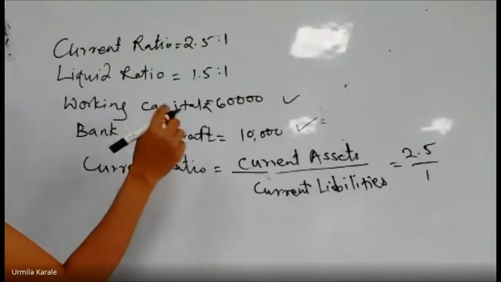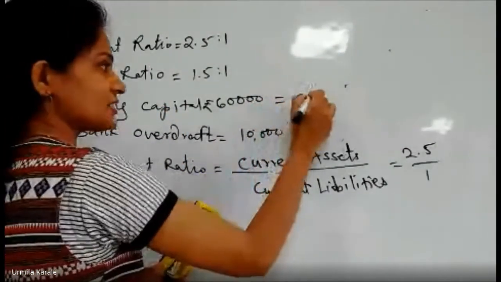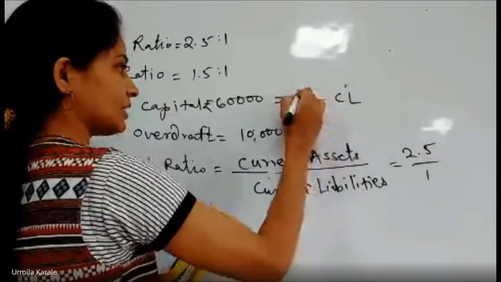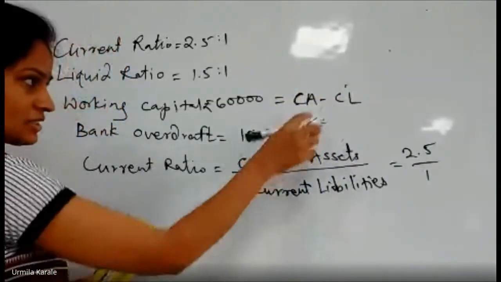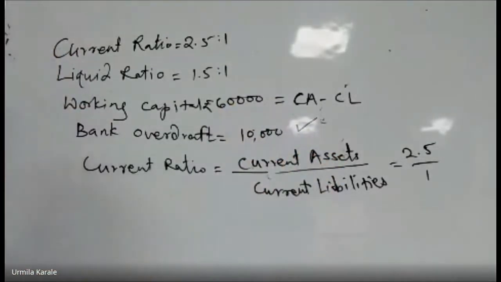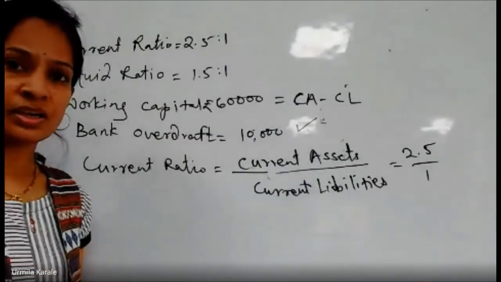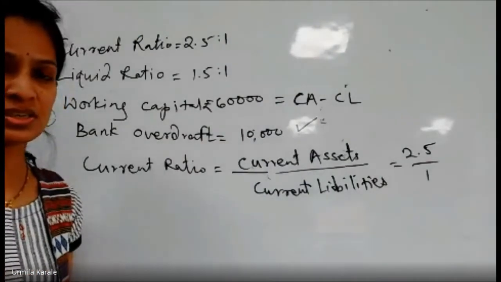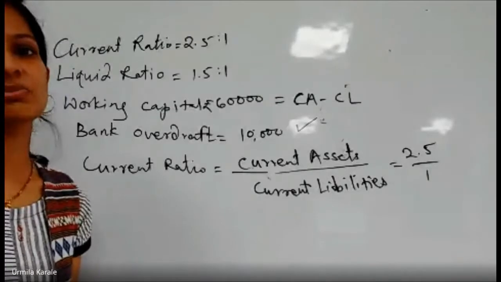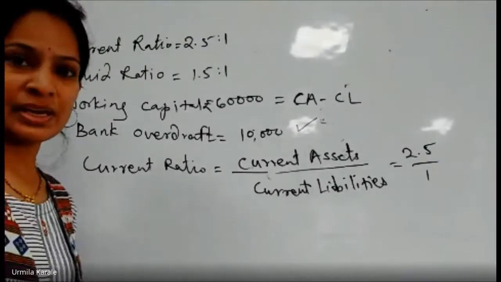And now working capital formula, if you remember, this is nothing but current assets less current liability. Now this less this is 60,000 and this upon this is 2.5:1. Now what we do in mathematics is we prepare some equations. If we solve those equations, we get the values. Similarly, we are going to prepare an equation.